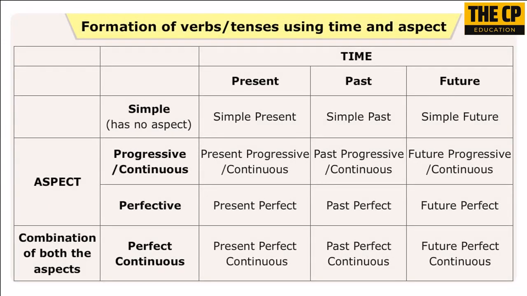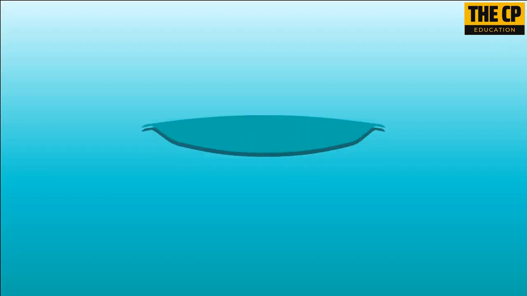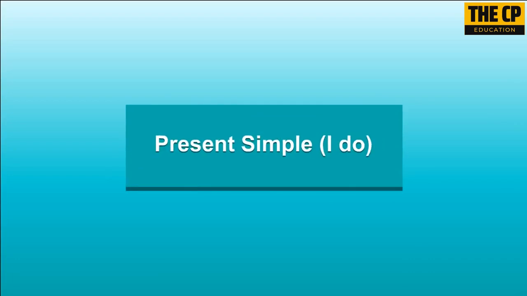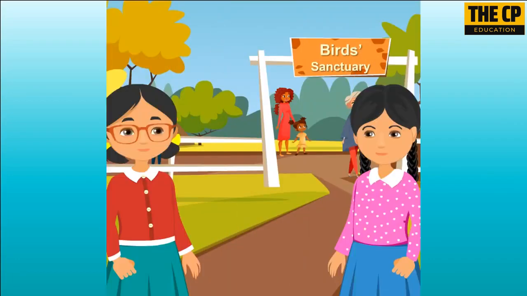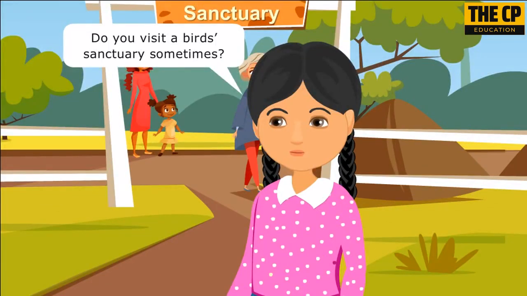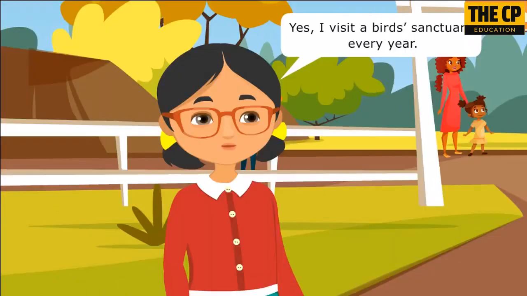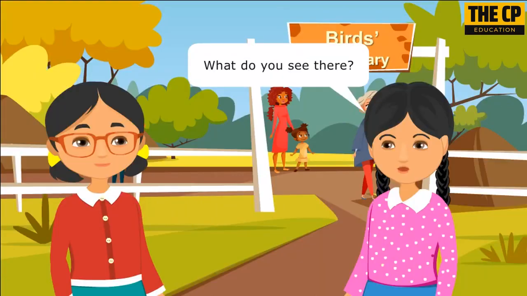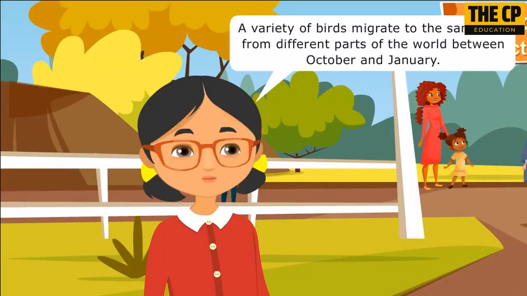Formation of verbs or tenses using time and aspect. Present simple, I do. I love birds. Do you visit a bird sanctuary sometimes? Yes, I visit a bird sanctuary every year. What do you see there? A variety of birds migrate to the sanctuary from different parts of the world between October and January.